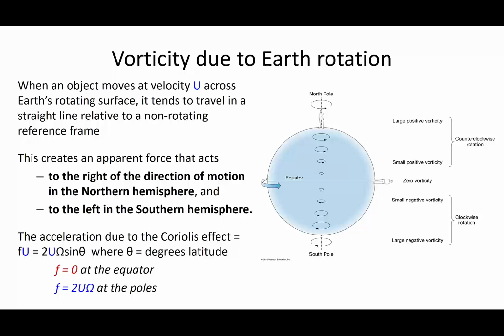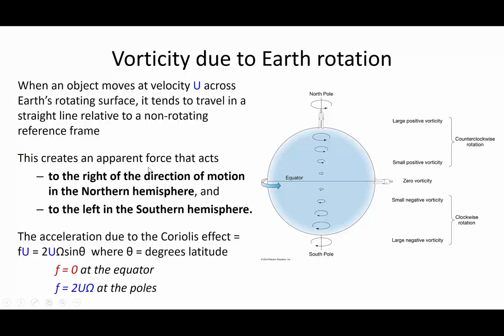So when an object moves at a velocity across Earth's rotating surface, it tends to travel in a straight line relative to a non-rotating reference frame. This creates an apparent force that acts to the right of the direction of motion in the northern hemisphere and to the left in the southern hemisphere. This apparent force creates the Coriolis effect.